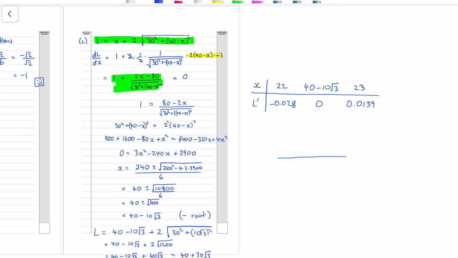So we're saying that the length equation, graph, L versus x, is going downwards, then it's dropping out at a minimum, and then it's going upwards in terms of slope. So that's enough to prove that it's a minimum. Therefore, the point is a min.